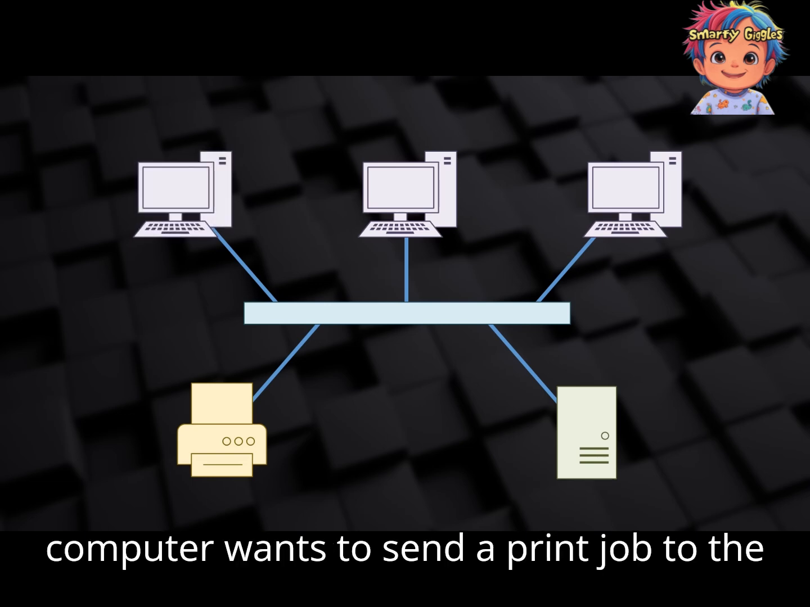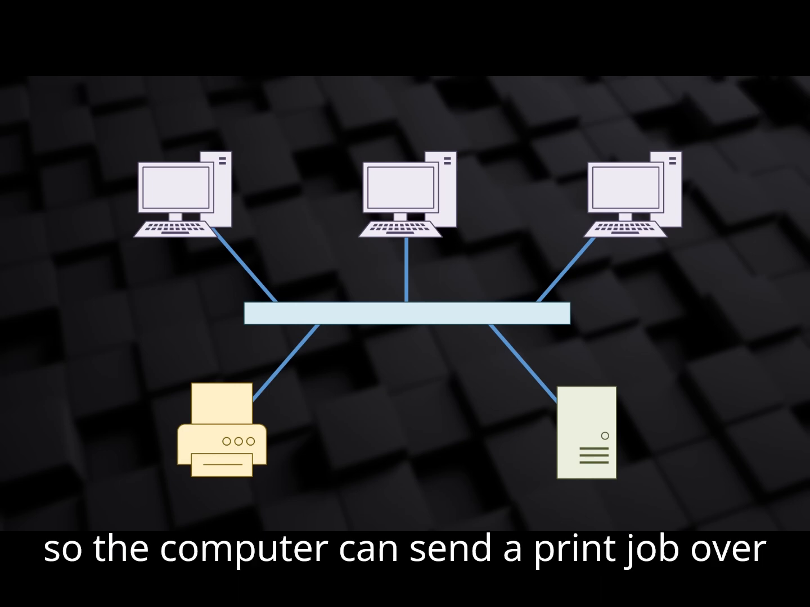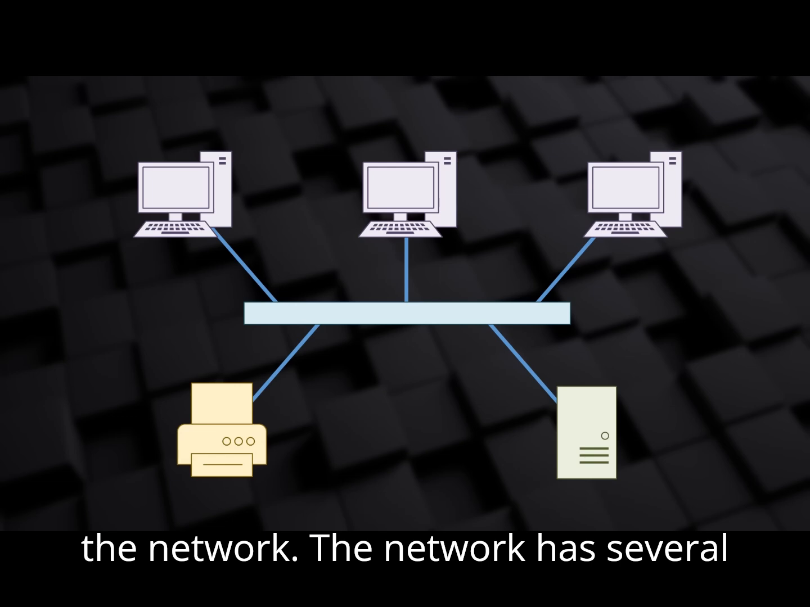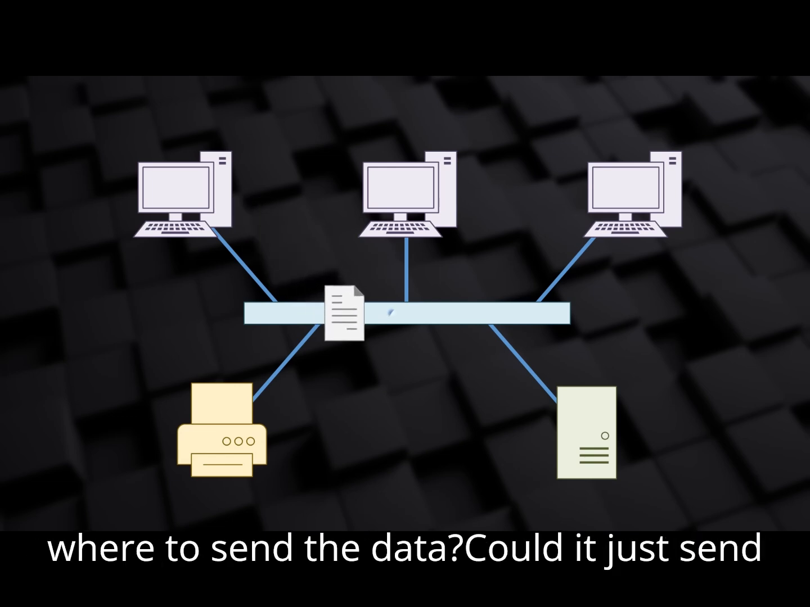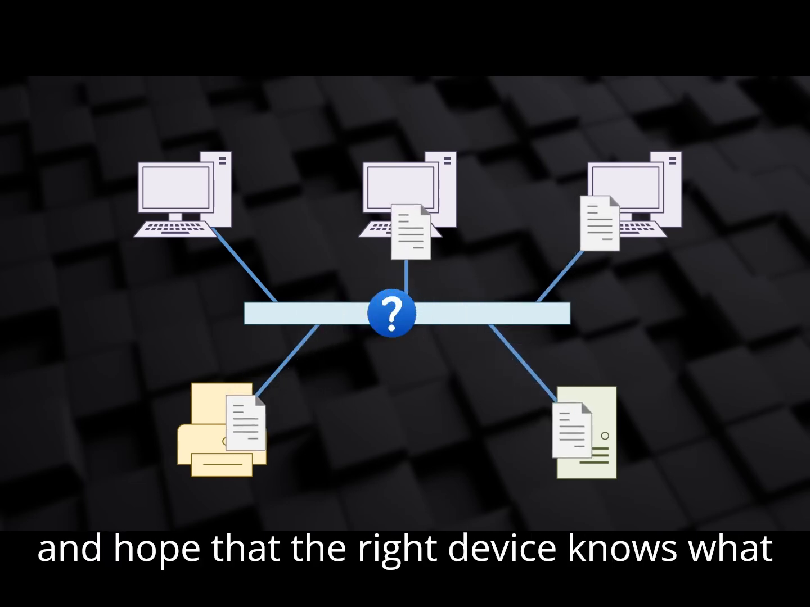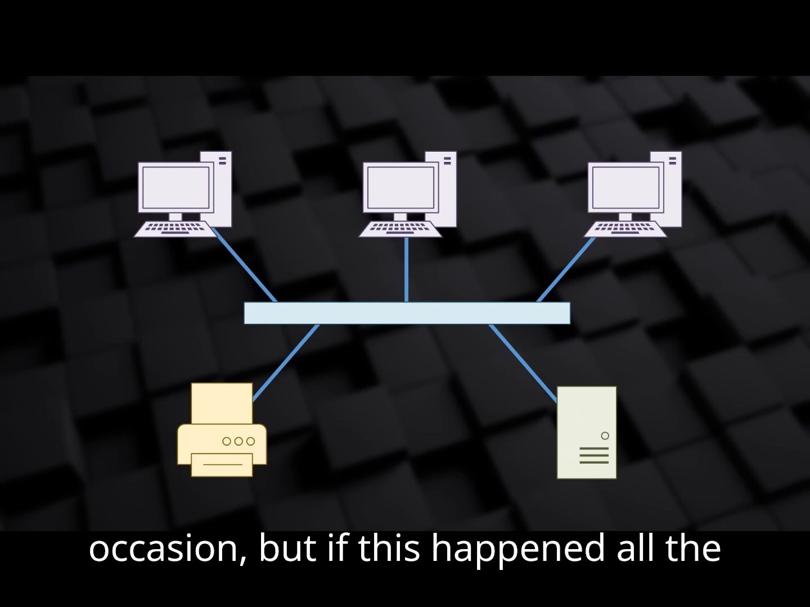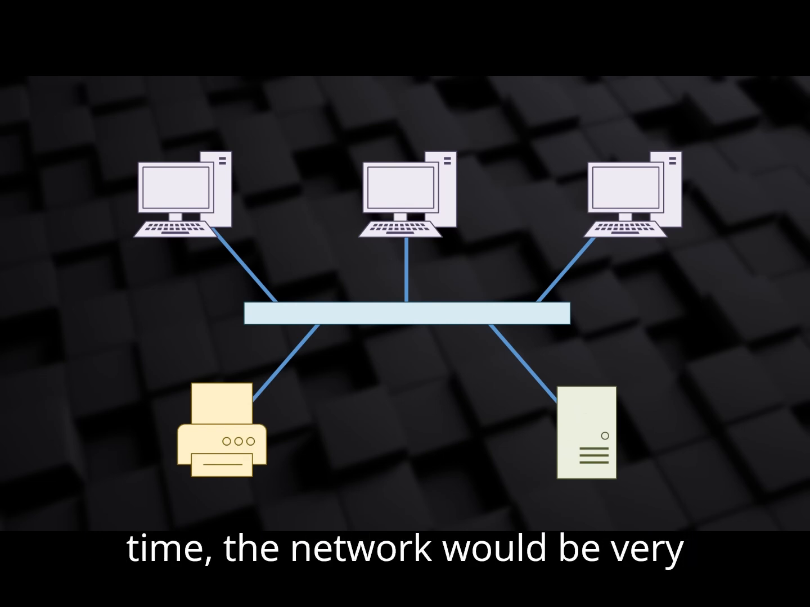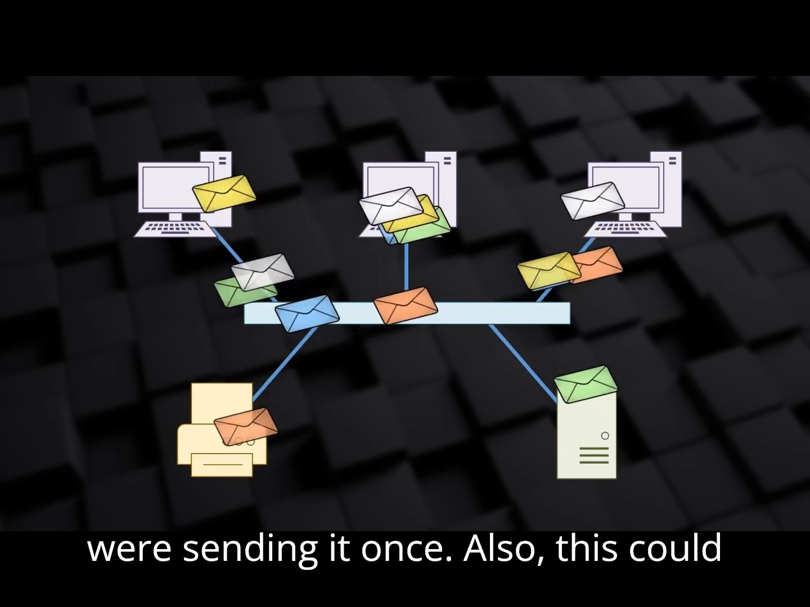Imagine that the computer wants to send a print job to the printer. The printer is network enabled, so the computer can send the print job over the network. The network has several endpoints, so how does a computer know where to send the data? Could it just send a message to everything on the network and hope that the right device knows what to do? Well, this does happen on occasion. But if this happened all the time, the network would be very inefficient. Imagine if all the endpoints were sending at once.